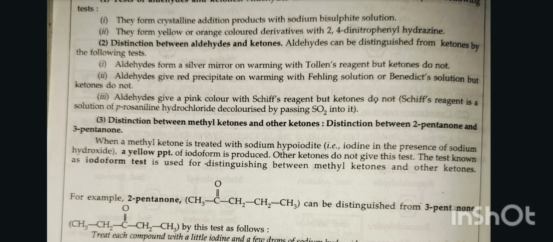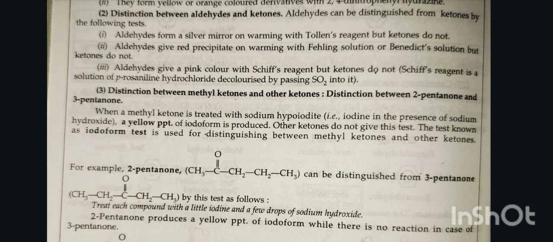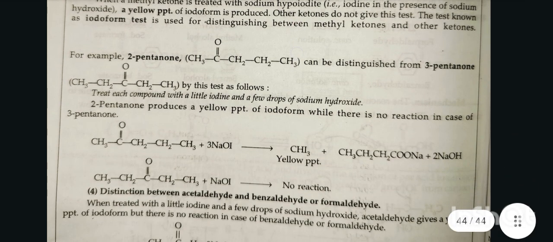Third, distinguish between methyl ketone and other ketones. Distinguish between 2-pentanone and 3-pentanone. When a methyl ketone is treated with sodium hypoiodite, iodine in the presence of sodium hydroxide, a yellow precipitate of iodoform is produced. Other ketones do not give the test, which is thus known as the iodoform test. This is used to distinguish between methyl ketone and other ketones. For example, 2-pentanone can be distinguished from 3-pentanone by the test as follows.